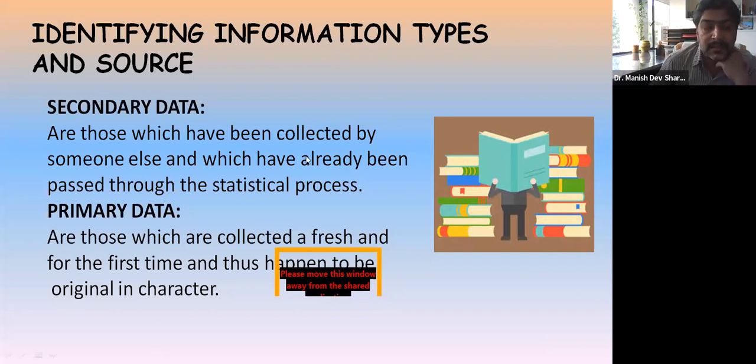So identifying the information, or you can say the different types of sources. There are two types of data sources: secondary data and primary data. Secondary data are those which have been collected by someone else and which have already passed through a statistical process. So you are working in the area of statistics or sciences. Somebody has already developed some hypothesis, done that research, and set a specific set of data. That is secondary data for you, because it is not directly applicable in your research, but you are somehow related to it.